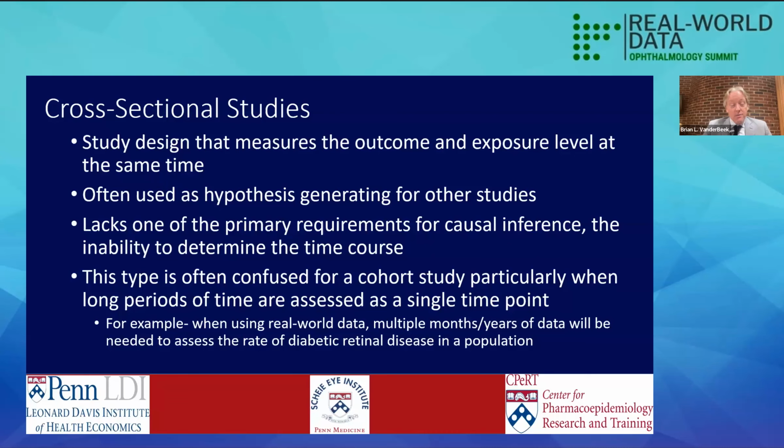This type of study is often confused for a cohort study, particularly when long periods of time are assessed as a single time point. An example of this is, say you wanted to assess the rate of diabetic retinopathy in a certain population. In a real world study, you're probably not going to pick an index date that's a single day, simply because not everyone's going to have an exam or even been evaluated on that day. So you're going to pick a longer time point that better fits your study, whether that's a month or a year. And that can be confusing with the cohort studies, which also combine that time looking over longer periods.